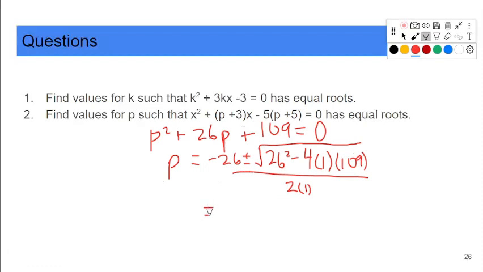Right? So let me just simplify what's under the square root sign. You can just put this in your calculator altogether actually. 26 squared minus 4 times 109 gives you 240, over 2.